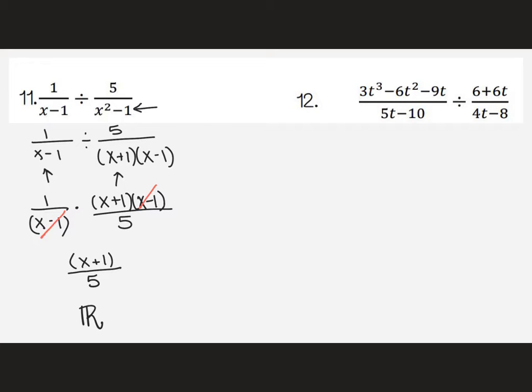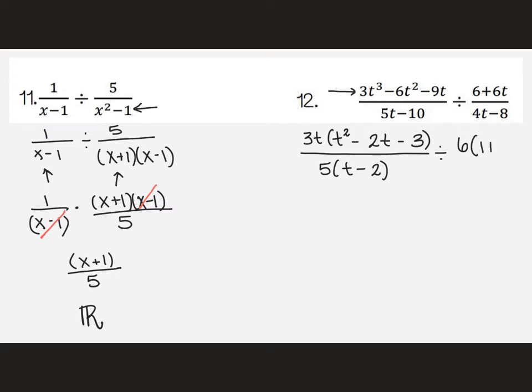Example 12, I have some factoring to do. If I focus on this numerator first, I can factor out a 3t. When I factor out 3t, I'm left with t squared minus 2t minus 3. In the denominator, I can factor out a 5, which leaves me with t minus 2. In the next numerator, I can factor out a 6, which leaves me with 1 plus t. And in the denominator, I can factor out a 4, which leaves me with t minus 2.